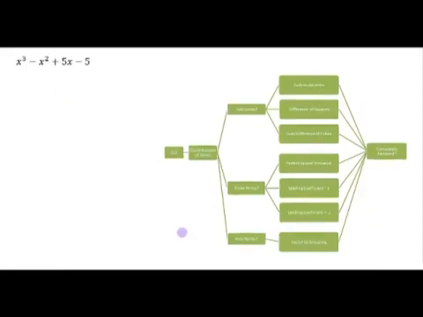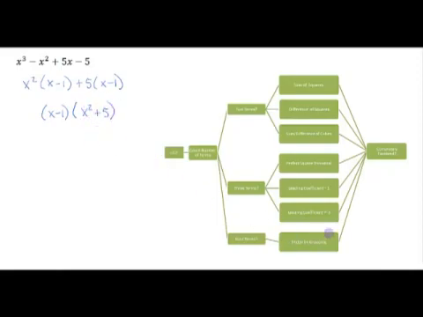x cubed minus x squared plus 5x minus 5. The greatest common factor, we don't have one. We count the number of terms, and we have 4 terms. So we're going to factor by grouping. We take x squared out of the first 2, and a positive 5 out of the last 2. Now I have a greatest common factor of x minus 1, and I'm left with x squared plus 5.